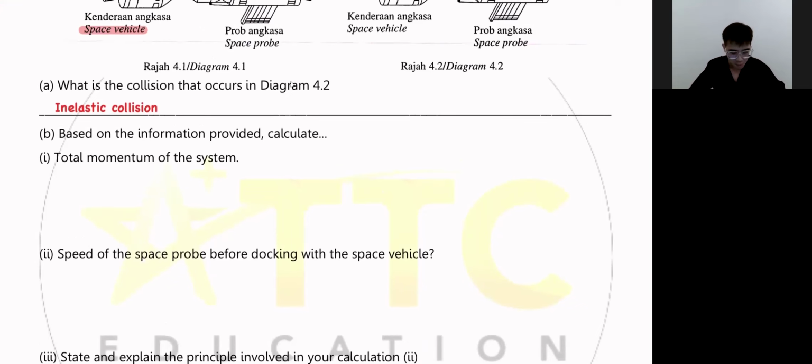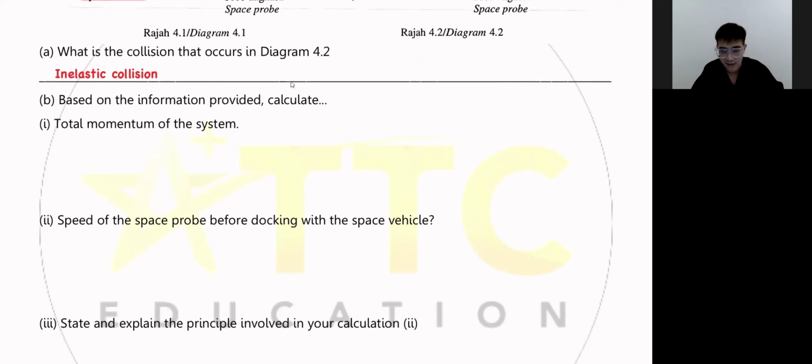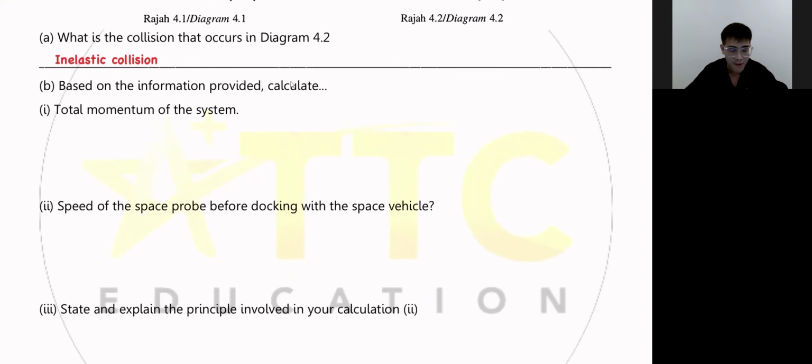For B, the question asks you, based on the information provided, to calculate the total momentum of the system. So how do you calculate total momentum? The word total means you have to sum, you have to add everything together. So what do you have to add? You have to add the momentum of the space vehicle and also the space probe.